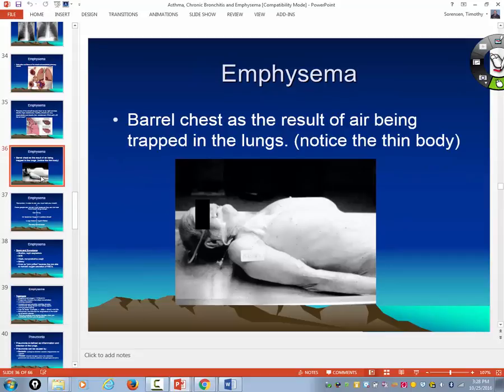This is a person with emphysema. And emphysema is a COPD. So they have the barrel chest where the ribs and the chest cavity actually expand to accommodate that increase in dead space or residual volume in the air, so that air is trapped in their thoracic cavity. The most common cause is usually cigarette smoking or a chronic exposure to something that is irritating or toxic to the lungs.